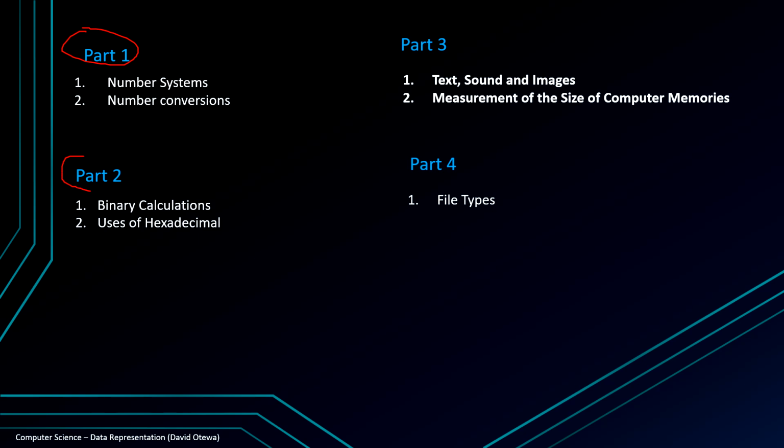Then in the next video, we'll tackle part 2, which is binary calculations and uses of hexadecimal. Then the third video will be part 3, which will be text, sound, and images. Then we'll also tackle the measurement of the size of computer memories. Then the last video for this series will be part 4, which is the file types. Now we can start.